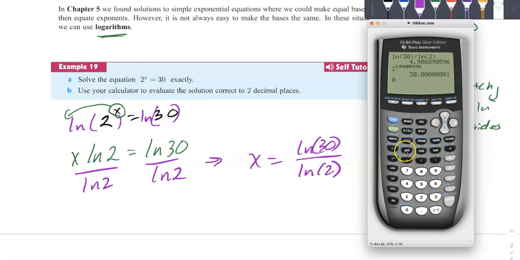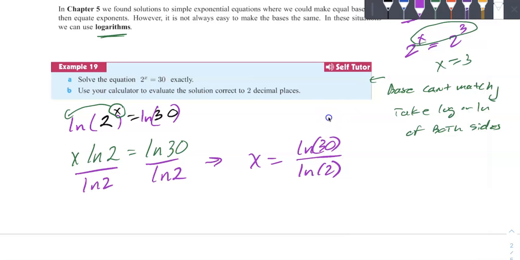By the way, remember I said you can't reduce this to natural log of 15? Let's see if we try natural log of 15. What does that give us? 2.79. That's not the right answer, right? So don't reduce. Keep it like this.